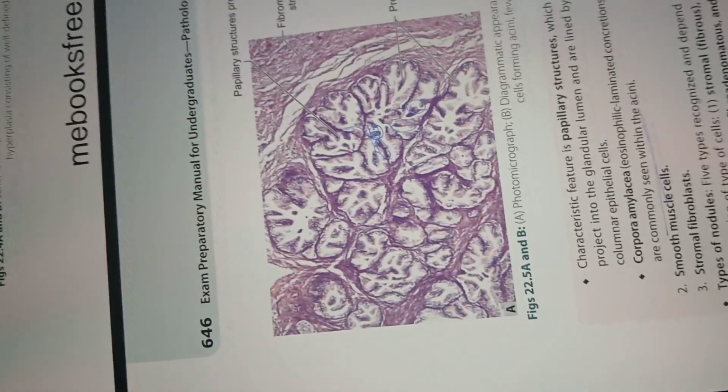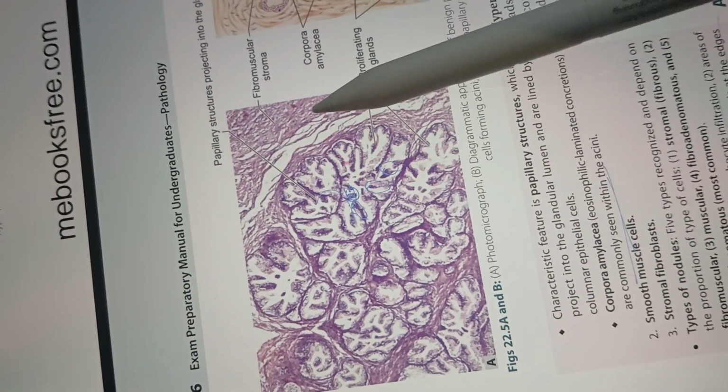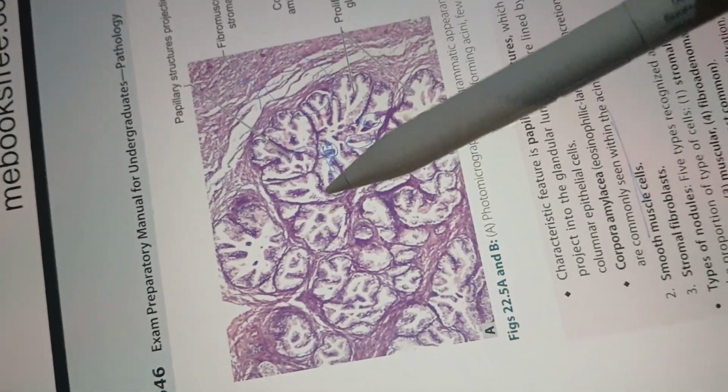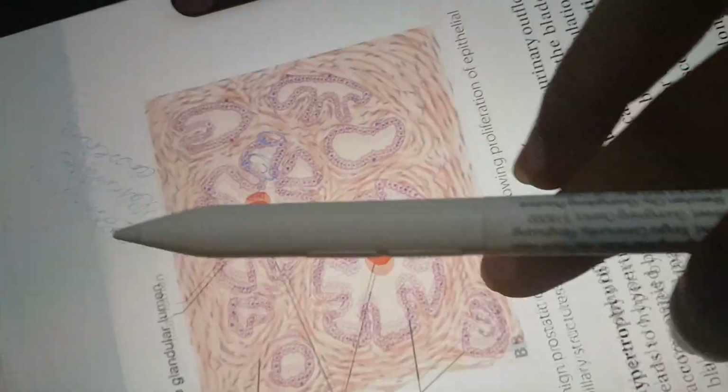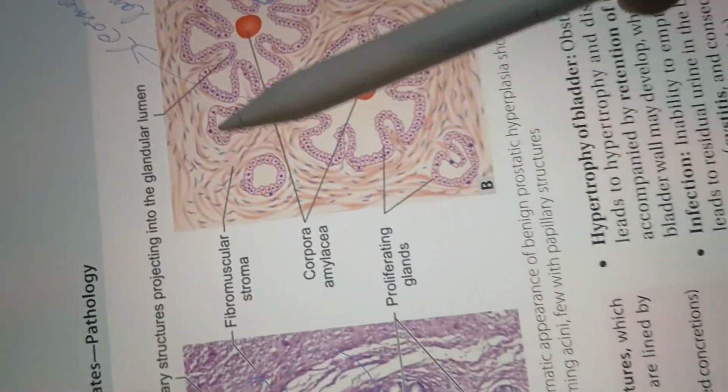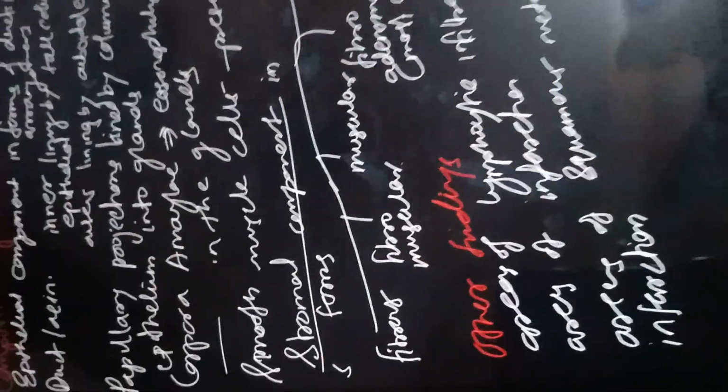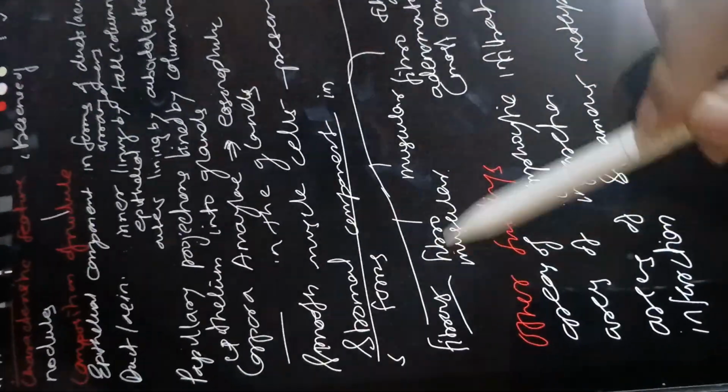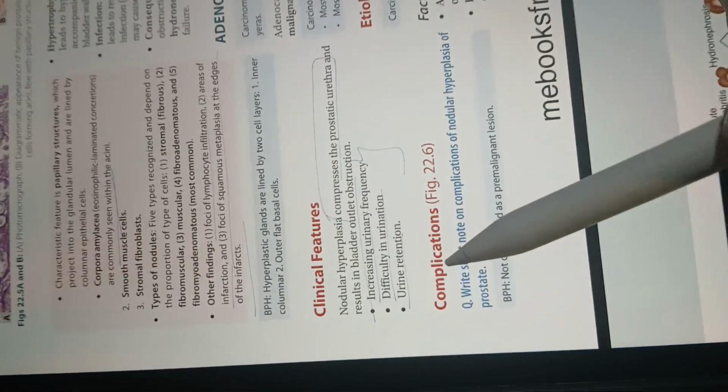Next thing commonly seen is the smooth muscle cells, as you can see over here, and stromal fibroblasts. These fibroblasts are of 5 types: fibrous, fibromuscular, muscular, fibroadenomatous, and myoadenomatous, the last being the most common one, and this is what we discussed earlier. Then there are other findings also: areas of lymphocytic infiltration, areas of infarction, and areas of squamous metaplasia around the infarction. And the last part to be discussed is complications.